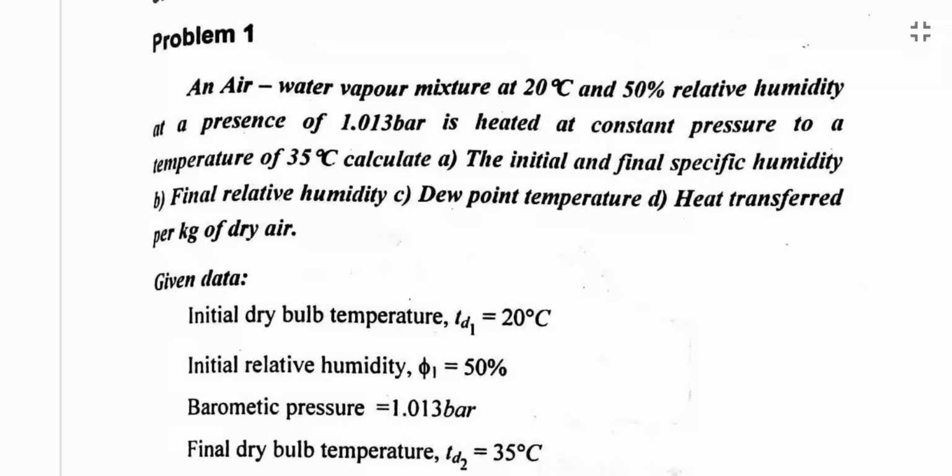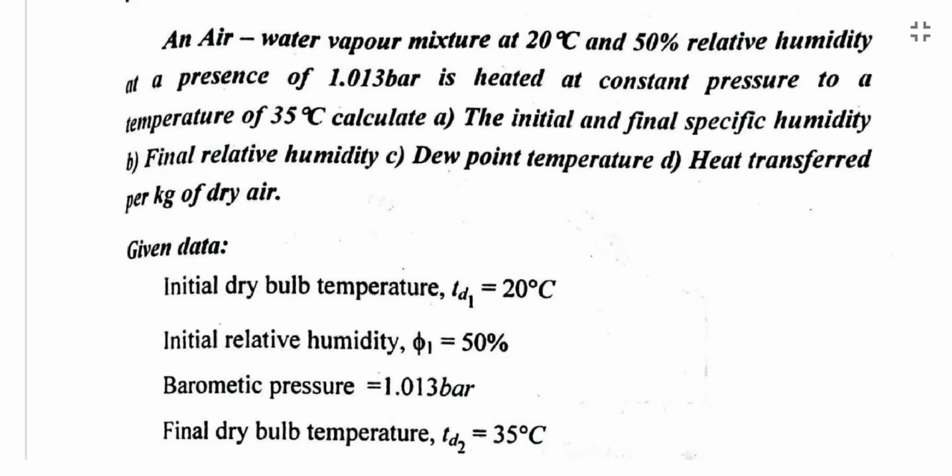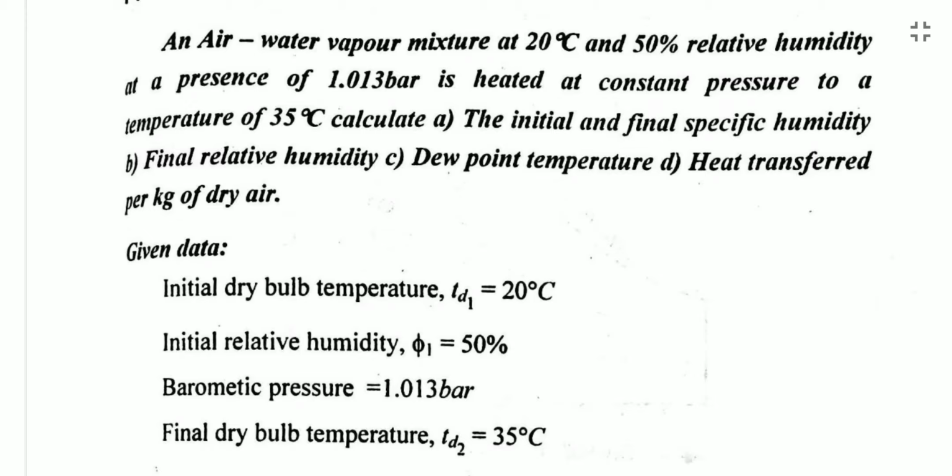Problems on psychrometrics. In this we are going to solve one problem on psychrometric processes. Let us read the problem. An air water vapor mixture at 20 degrees centigrade and 50% relative humidity at a pressure of 1.0132 bar. So the initial condition is given, right? The dry bulb temperature is 20 degrees and the relative humidity phi 1 is 50%.